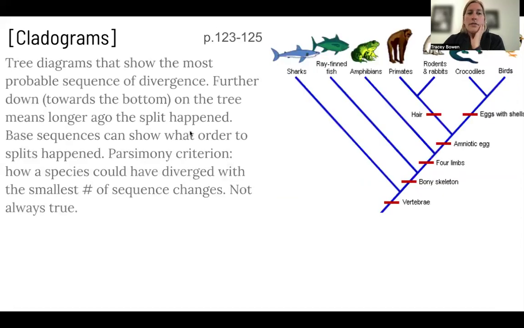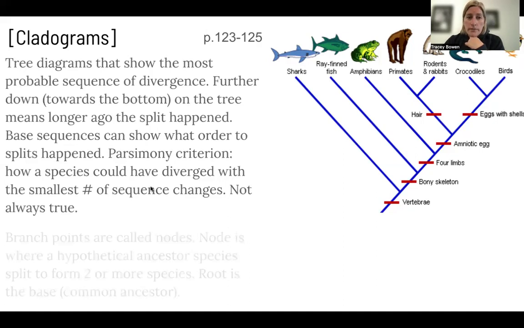And so cladograms, we have these tree diagrams that are showing the most probable sequence of divergence. And further down towards the bottom on the tree means longer ago the split happened. So base sequences can show what order the splits happened. And they're using the parsimony criterion, which is how a species could have diverged with the smallest number of sequence changes. But that's not always going to be true, and so to some extent, there's a little margin of error here.